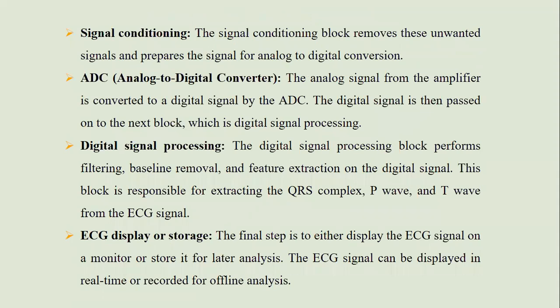Signal conditioning. The signal conditioning block removes the unwanted signals and prepares the signal for analog to digital converter. Analog to digital converter. The analog signal from the amplifier is converted to digital signal by the ADC. Digital signal processing. The digital signal processing block performs filtering, baseline removal, and feature extraction on the digital signal. ECG display or storage. The final step is to either display the ECG on a monitor or to store it for later analysis.